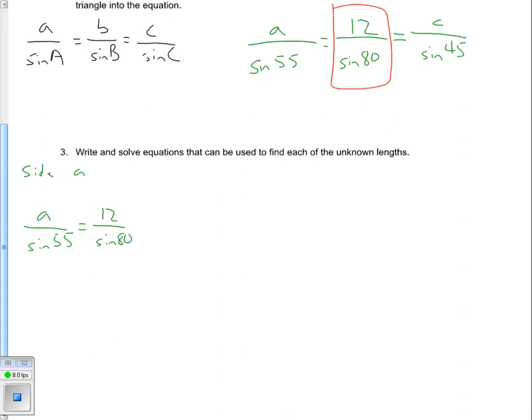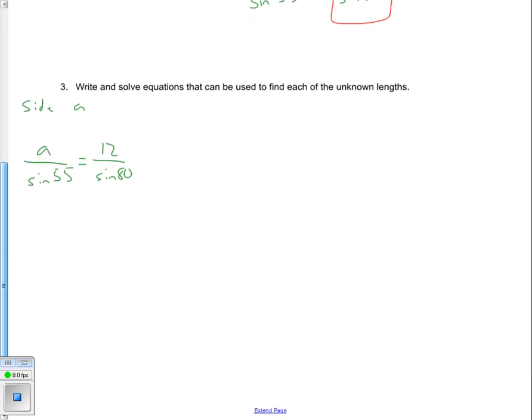Okay, I don't need to worry about C because C is not going to help us answer this particular part of the problem, because we're missing the C value. But we can use our cross multiplication to go back and solve for what we do have. So using our cross multiplication technique, I can multiply A by sine 80 and 12 by sine 55.